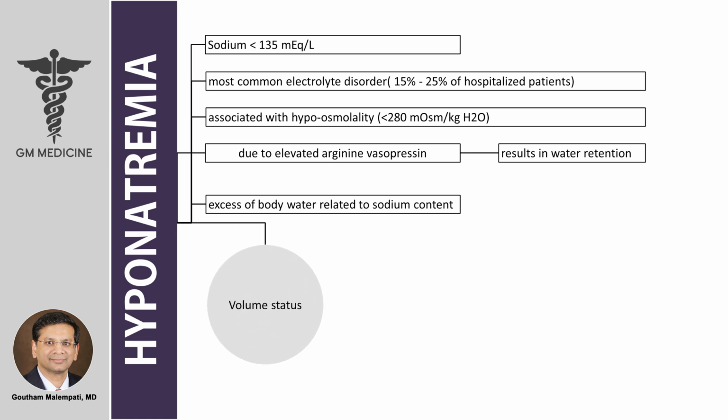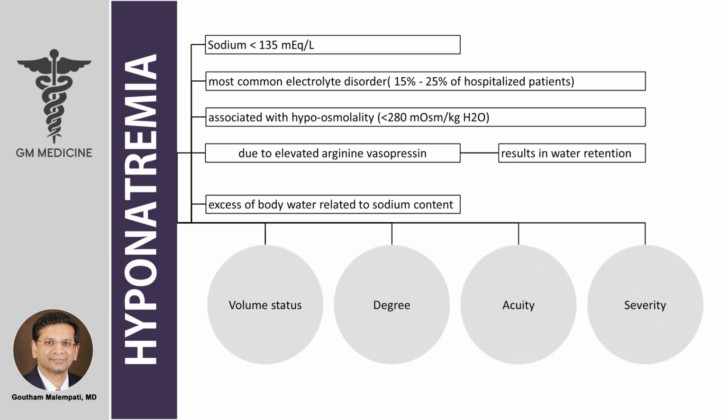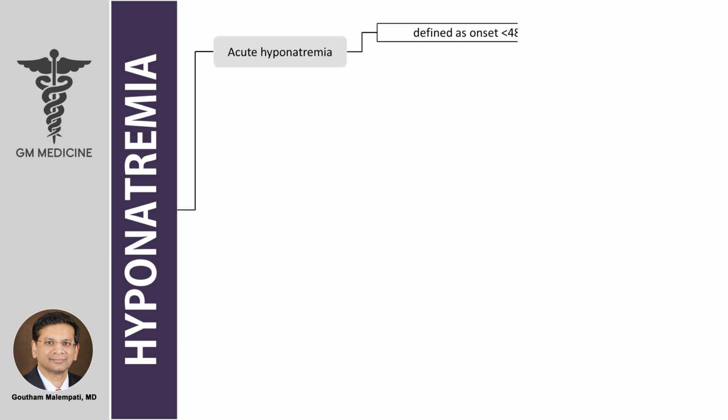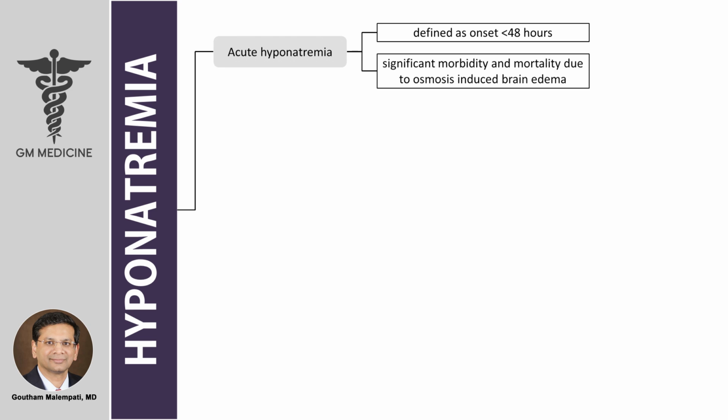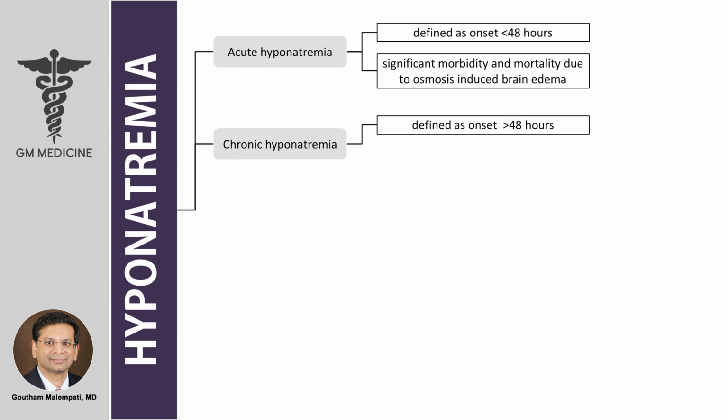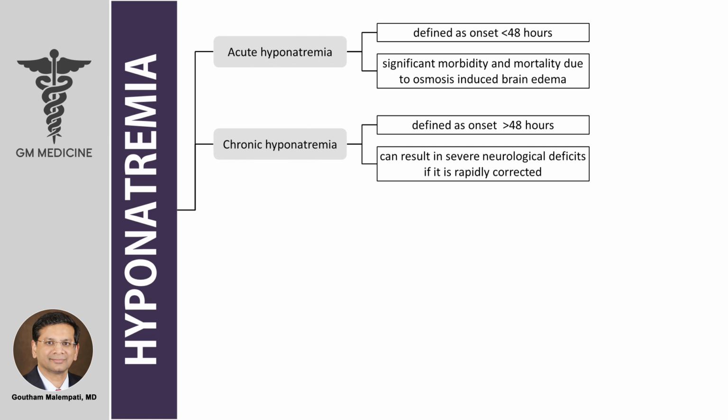Assessment of volume status, the degree of hyponatremia, acuity of onset, and severity of symptoms is very important. Acute hyponatremia is defined as onset less than 48 hours, and it can cause significant morbidity and mortality due to osmotically induced brain edema. On the other hand, chronic hyponatremia is defined as onset greater than 48 hours, and it can result in severe neurological deficits if it is rapidly corrected.